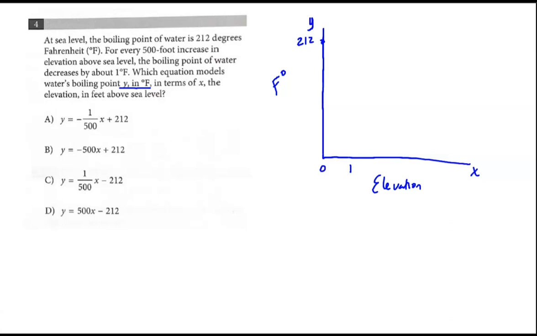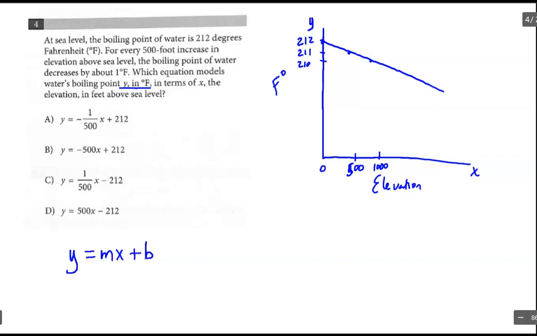As you go up 500 feet, we drop to 211. So let me put a dot right over here. If we go up another 500 feet, 1,000 above sea level, we drop another one, and so on and so forth. So you have this really flat line going that way. And if you look at all of these, they're all written in the form y equals mx plus b. And remember, this is the y-intercept. That's what the b is. The m is the slope or the rate of change.